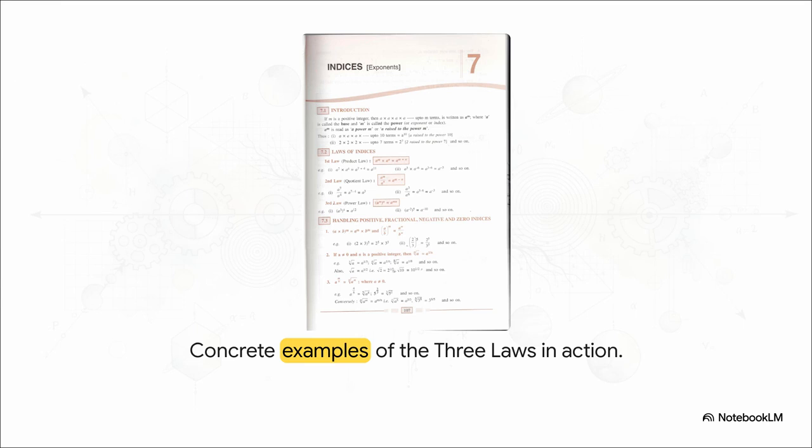Let's actually see these rules out in the wild with some concrete examples straight from our source text. For the first law, a to the power of 7 multiplied by a to the power of 4 seamlessly becomes a to the power of 11. You just add the 7 and the 4 together. Done. For the quotient law, a to the power of 7 divided by a to the 4th simplifies perfectly to a cubed. 7 minus 4 is 3. And for the power law, a cubed raised to the power of 4 becomes a to the 12th, 3 times 4. See? No calculators needed here, just the underlying structural logic of the rules.